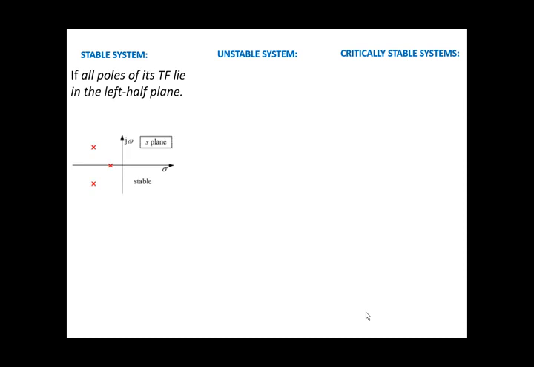So we can see the difference between these stable, unstable and critically stable systems. First, in the stable system, all the poles should be present in the left hand side of the S-plane. So this is the x-axis and this is the y-axis, the imaginary axis. So all the poles should be present in the left half of the S-plane. So it is a stable system.